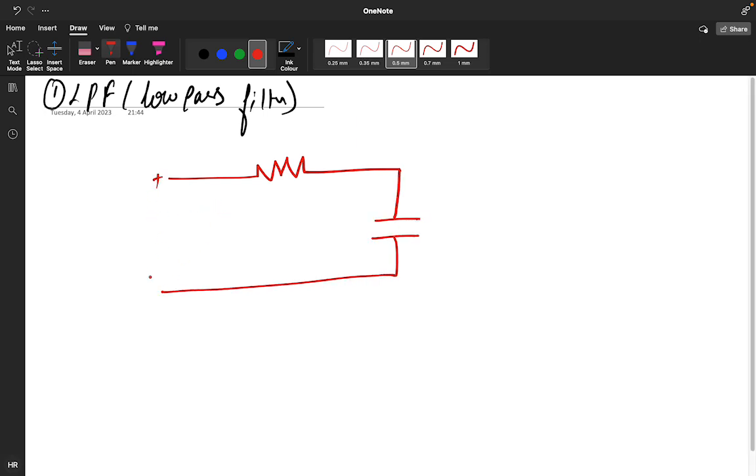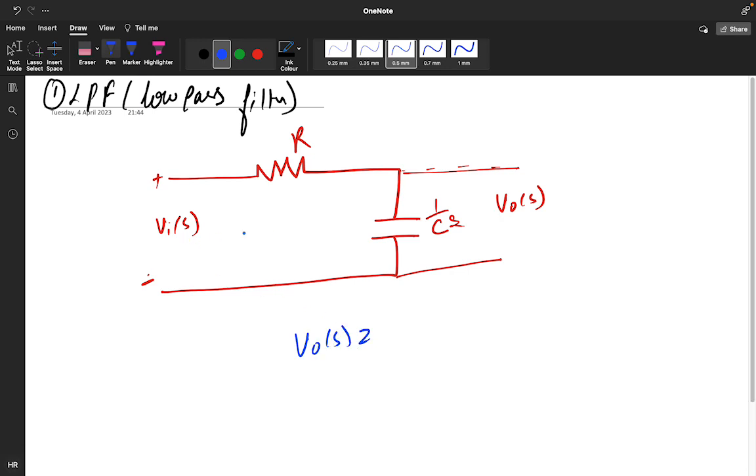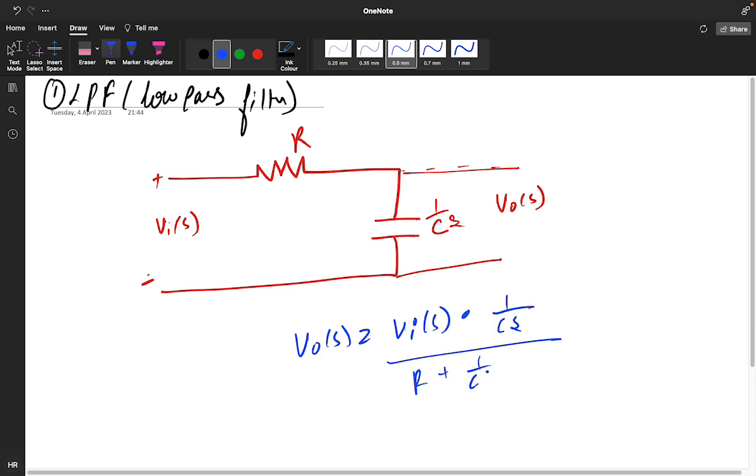So this is your RC circuit; I am taking it in the Laplace transform. I am taking the input as Vi of S, with R and C, and the output you will get as V naught of S. If you convert this in the Laplace transform, the capacitor becomes 1 upon Cs. We are assuming the initial condition is 0. Now you want to get the value of V naught. Apply the voltage divider rule: V naught of S will be Vi of S into 1 upon Cs divided by R plus 1 by Cs.